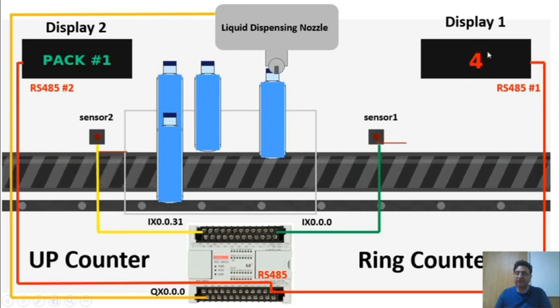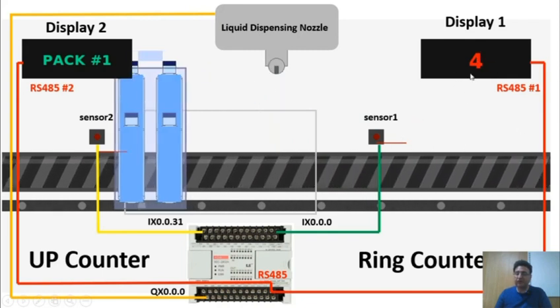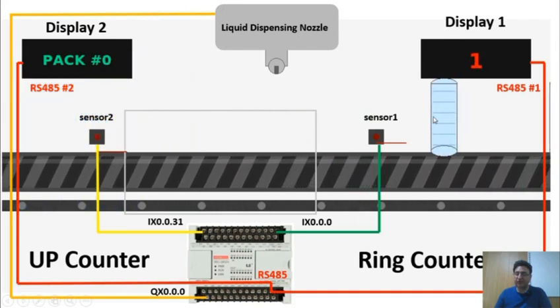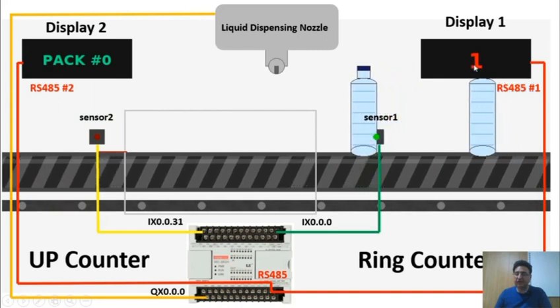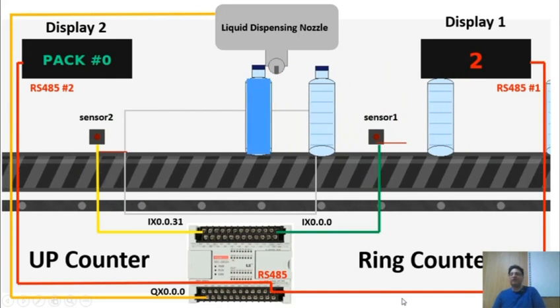Now, see, this count has reached 4. Now, when the next bottle comes, it starts the count from 1. Look, when the next bottle arrives, our counter value becomes 1. So this setup effectively acts as a continuous loop for us.